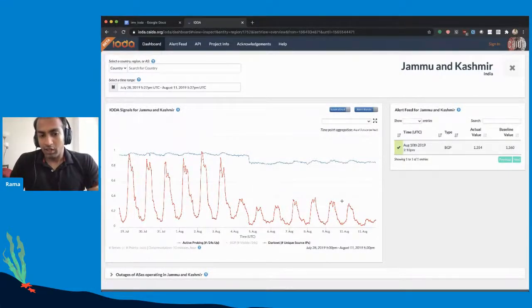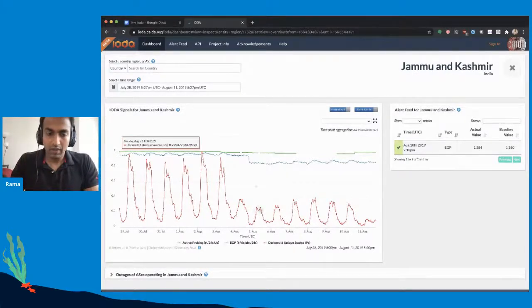And so, again, on its own, if you were just looking at these signals without external context, maybe it is harder to interpret. But given the context that a known shutdown event is supposed to have occurred, these signals in IODA are actually giving us some indication that these signals are somewhat consistent with a potential shutdown that occurred in Jammu and Kashmir. Now, why didn't these signals drop all the way to 0?